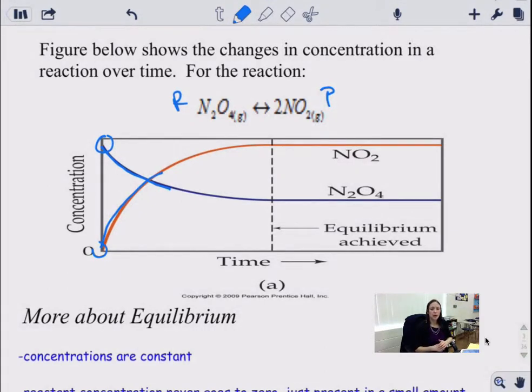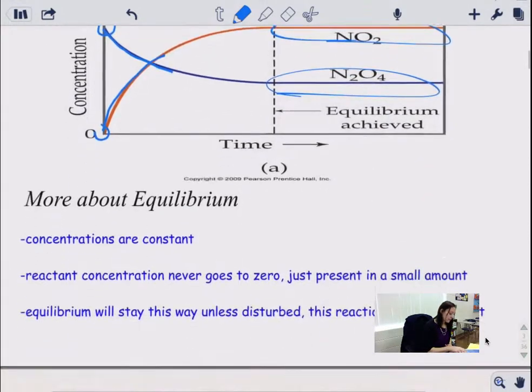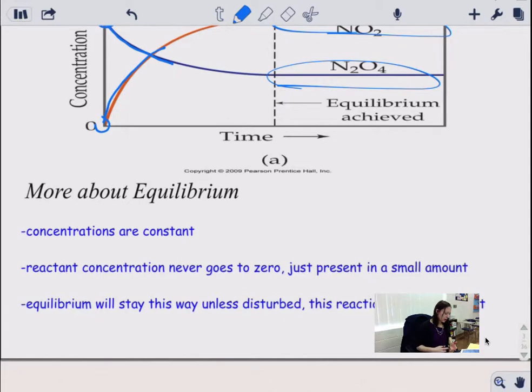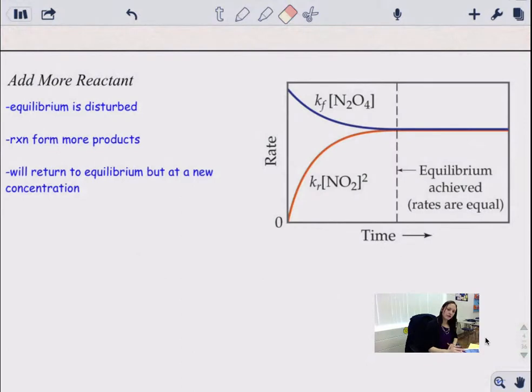Notice how they cross, but that's not equilibrium. It is not where they cross, it is where they start to stay constant. Notice how the NO2 concentration is staying the same and N2O4 is staying the same, but they are not equal. So again, my concentrations are constant. The reactant concentration never goes to 0, but it is a really small amount compared to my product. And my equilibrium stays this way unless you disturb it. Unless I add something to it or take something from it, my reaction will stay with those concentrations. We say that this reaction lies to the right, because the right side is my products, and I have way more products than I do reactants.